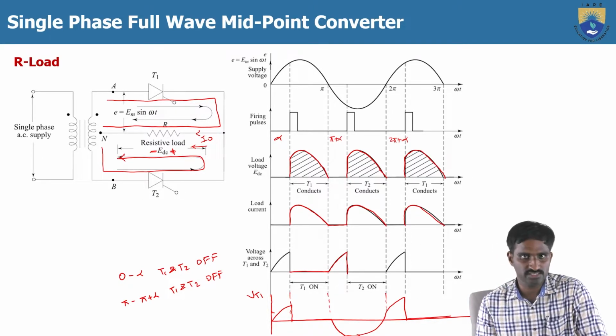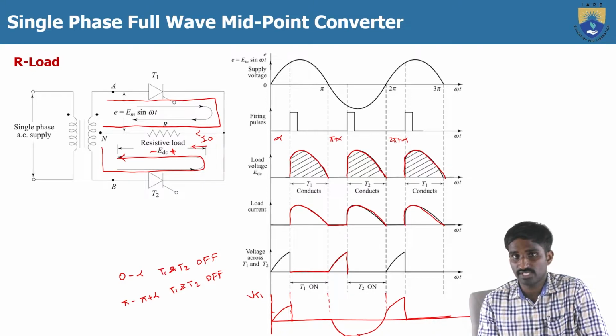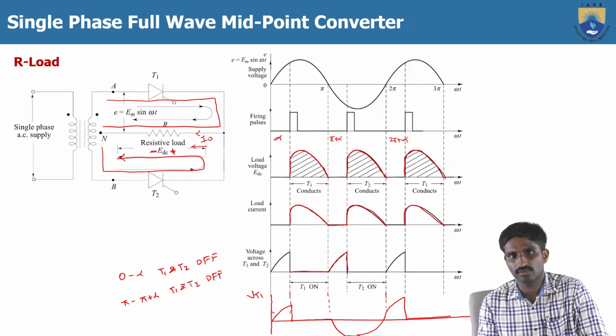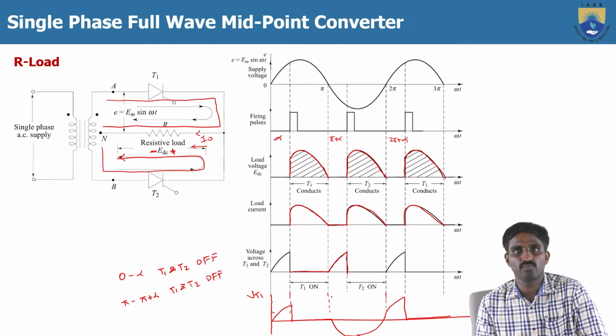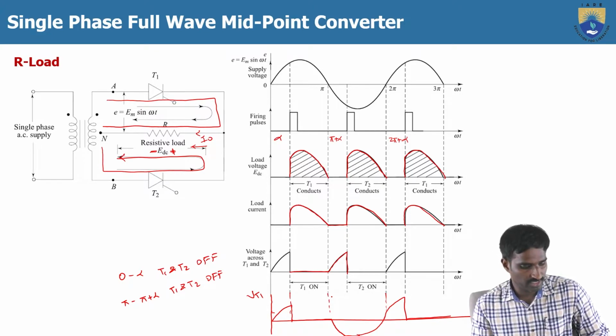So when the thyristor is conducting, at that particular time, the voltage across the thyristor T1 is 0. When the thyristor T1 is turned off, during that time you will get the voltage across the thyristor, which is the same as the supply voltage. This is how we can draw the single phase full wave midpoint converter output: the load voltage and load current waveforms, as well as the voltage across the thyristors T1 and T2.